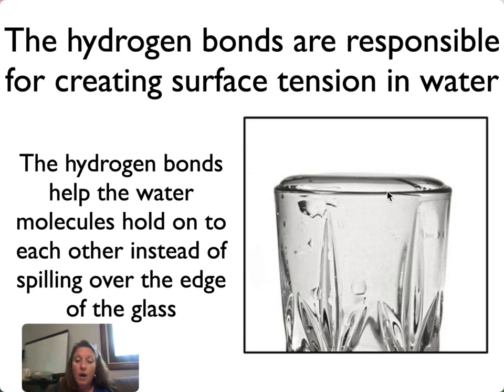You can't pour the water like an inch above the glass. But as long as you are not too far over the glass, the hydrogen bonds between water molecules hold it together. We call this surface tension. And surface tension is going to play an important role in several physiological processes that we learn about in A&P.